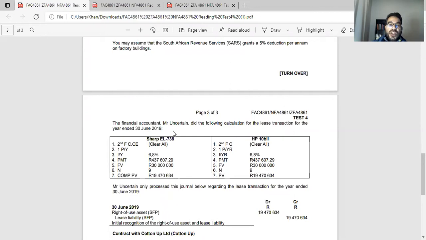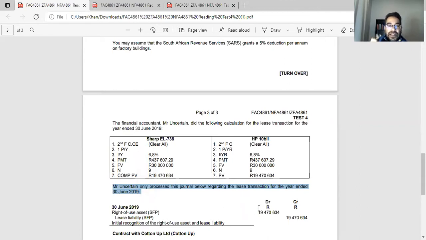So we just have to have a look at what he actually did. Here's the calculation, we'll go through it now. Basically, Mr. Uncertain only processed this journal entry below regarding the lease transaction for the year ended 30th June. He said debit right of use asset, credit lease liability. So he correctly recognized the asset. We'll have to check whether the amount is correct. But what did he not do?